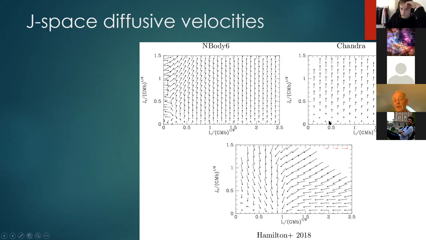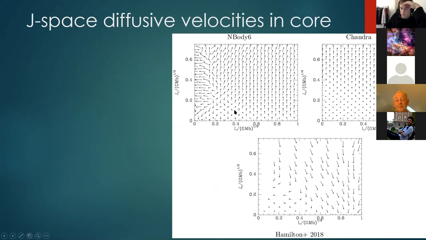Down below are the Hamilton et al. vectors, which are completely different from both of them for the reasons that I've given, that they don't include the high vectors, they're confined to these small integer vectors. This is a blow up, so this is showing on a smaller scale the diffusion in the middle of the cluster happening rapidly in the n-body simulation, where Chandra says there shouldn't really be any flux.